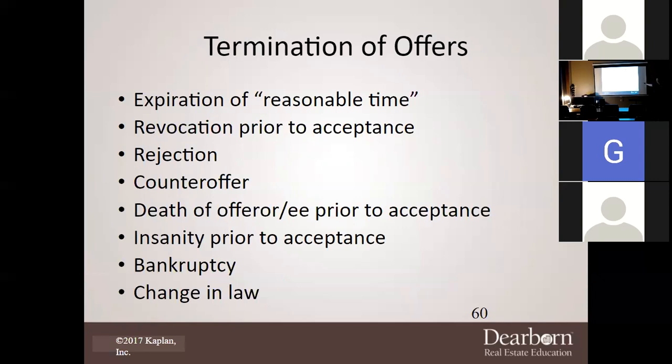What if they all accept them? Now, you guess what? You got 15 offers out and they all got accepted. You're pretty much screwed, okay? But if I send out 15 offers and I never hear back from Stefan, well, it's going to expire within a reasonable time, okay? If it's revoked prior to acceptance, we just talked about that. If it's revoked prior to acceptance, terminate. If it is rejected, simple, just straight out, I reject. If they counter, if there is a death of the offeror or offeree prior to acceptance, if there is insanity prior to acceptance, if that person files bankruptcy, or if there's a change in the law, okay?